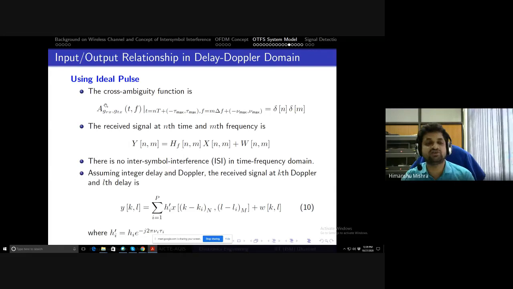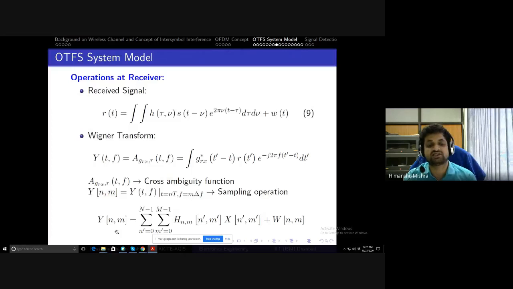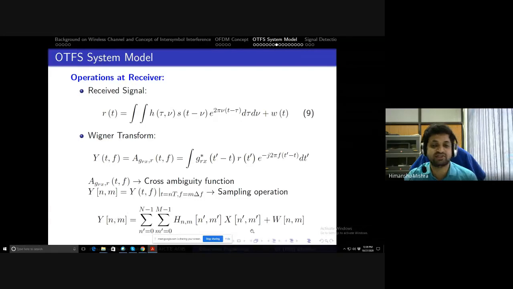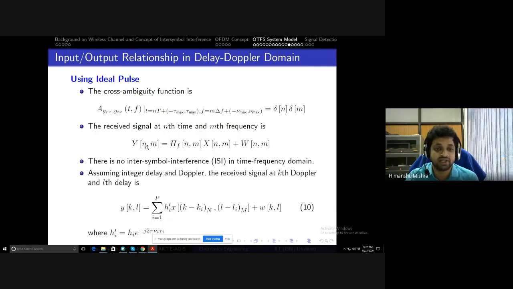If you use the ideal pulse, in the main equation you see here, Y[n,m], the received signal, is simplified, as I have written over here. The time frequency domain relationship between transmitter and receiver is simplified. See how simple it is: the received signal at the nth time and mth frequency is simply the time frequency domain representation of the channel times X[n,m], plus noise. This is the reason the name is orthogonal time frequency.